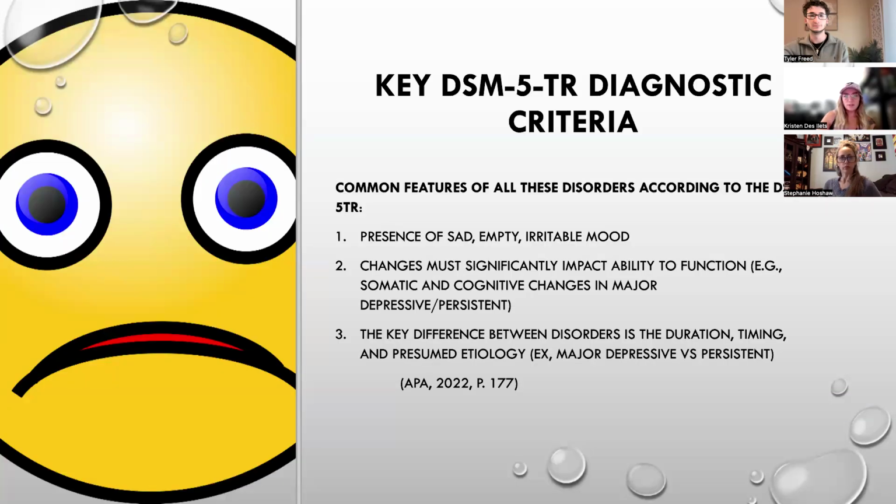So some of the key DSM diagnostic criteria. Common features of all these disorders, according to the DSM, are a presence of a sad, empty, or irritable mood. Changes must significantly impact ability to function. So examples would be somatic and cognitive changes in major depressive and persistent depressive disorder. And the key difference between disorders is the duration, timing, and presumed etiology.